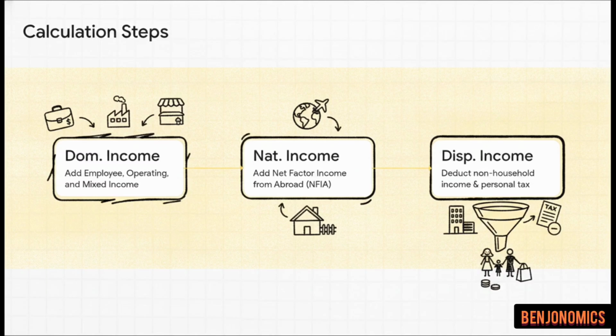But what if we want to know what actual families can spend? Well, for step 3, we take that national income and deduct income not flowing to households, like undistributed corporate profits, and then we subtract personal income taxes. What drops out the very bottom of that funnel is disposable household income.